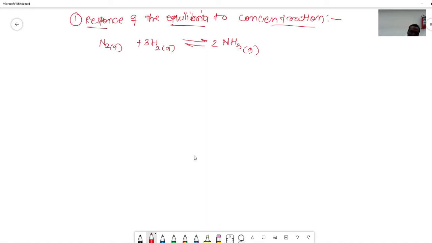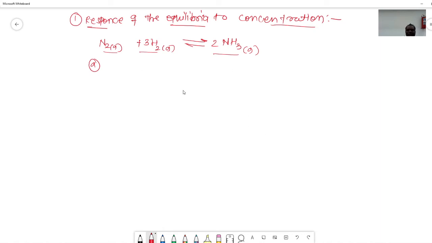Then let's apply this principle to the synthesis of ammonia. Number 1, according to the reactant, the reaction at equilibrium will favor the reaction that uses up the added substance, according to Le Chatelier's principle. Hence, the forward reaction is favored, which results in more formation of ammonia. This can be very well explained by calculating the Q value.